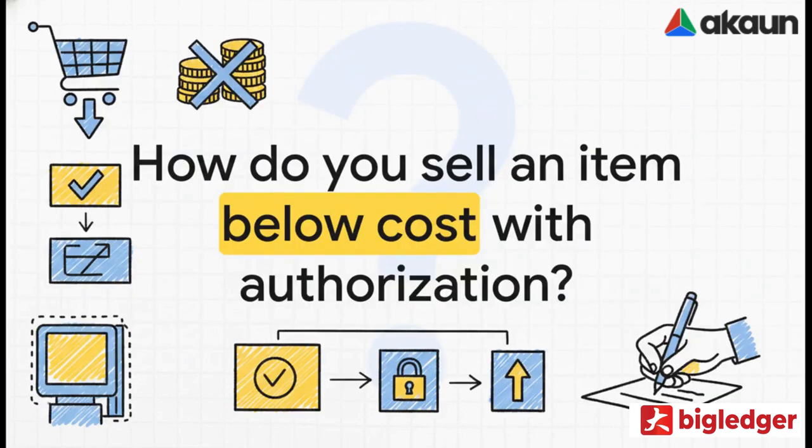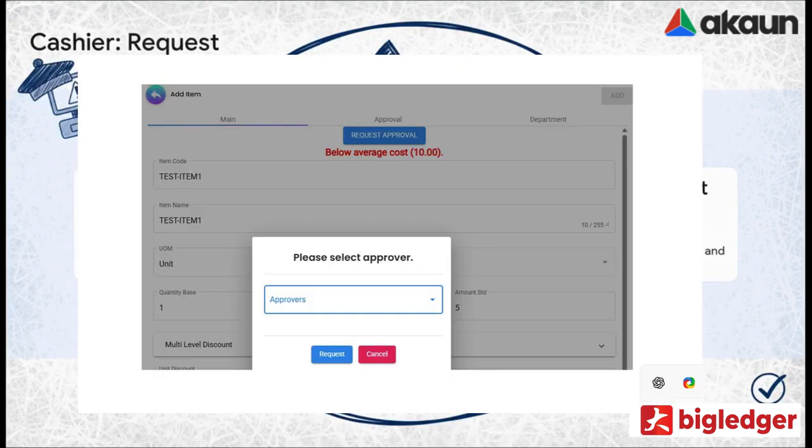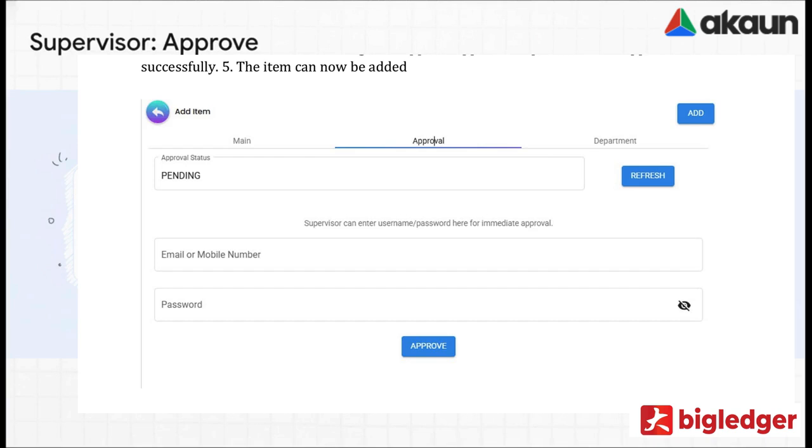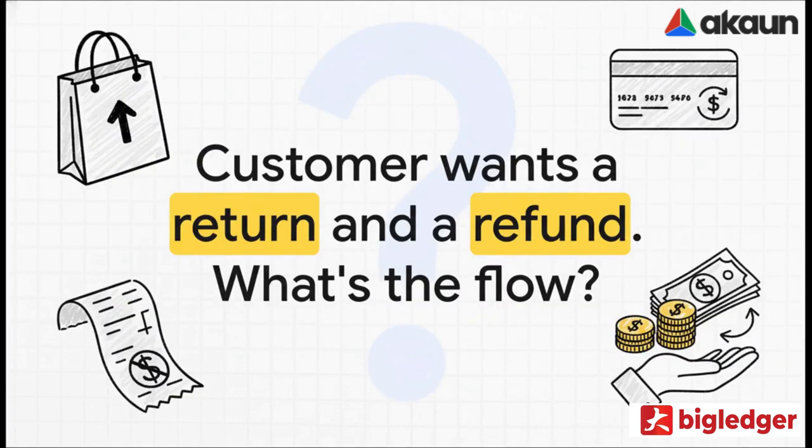All right, here's a big one, selling an item below cost. This definitely needs a manager's approval. So the cashier gets a warning, and they just click a button to ask for approval. Super simple. Then the supervisor just pops into the Approval tab, puts in their password, and hits Approve. Done.